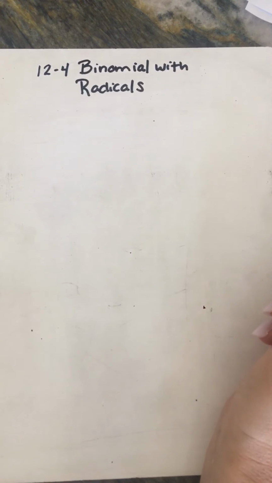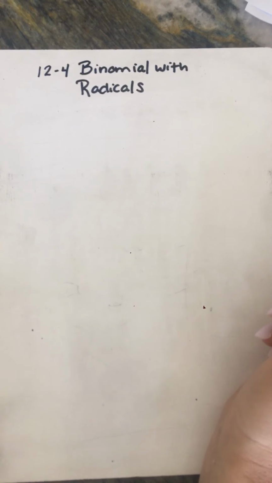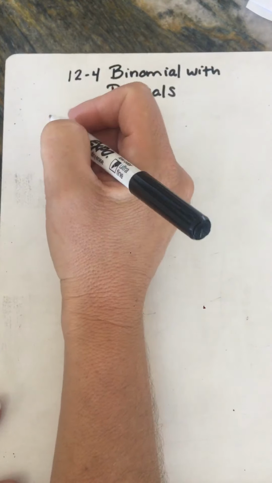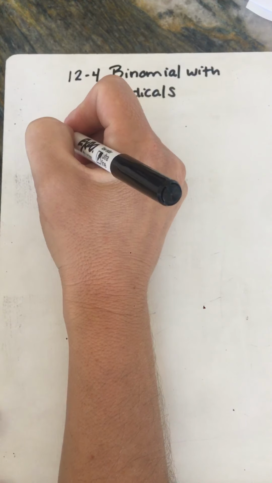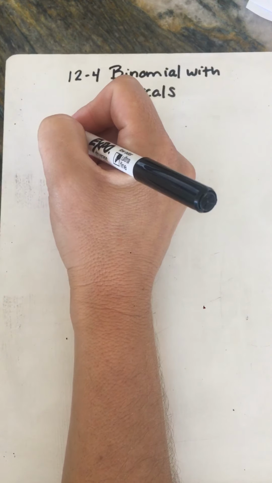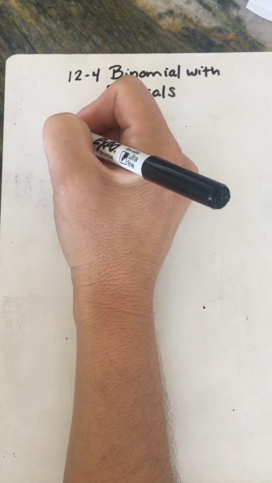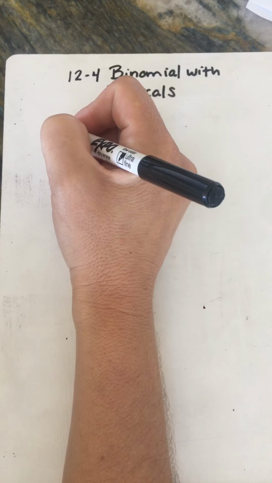Binomials with radicals is the section, and we're going to go back and do some old school FOIL method. Do you remember the FOIL method? That was just an acronym to help us keep track of our terms. It's not actually something you do. It's not a verb, but it's an acronym that helps us.